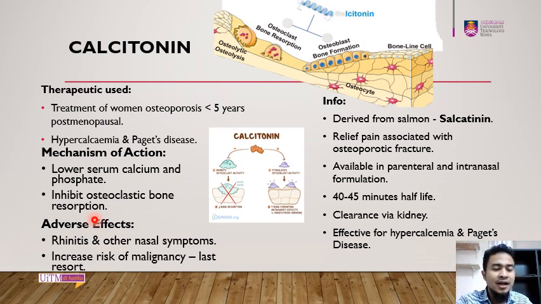Okay, and then how about their adverse side effects? Usually there are issues like the nose, rhinitis and other nasal symptoms. However, this is known for increasing risk of malignancy. Okay, so usually this will be the last resort. Calcitonin is something just like a SERM. Later on we will go through the SERM. Okay, very effective for this one. However, the increased risk for malignancy is up to, if I'm not mistaken, 4.5% risk for cancer. This is for very long-term use.